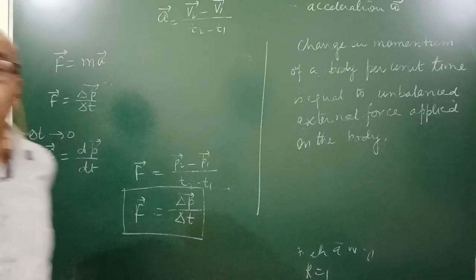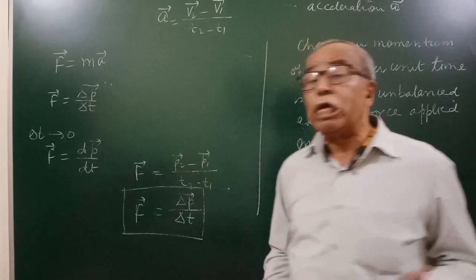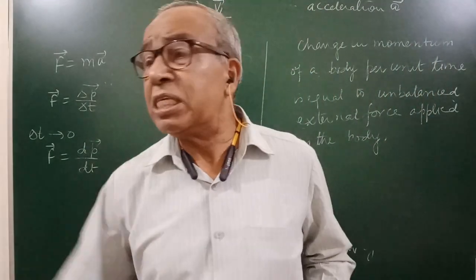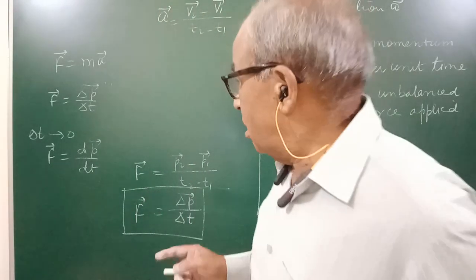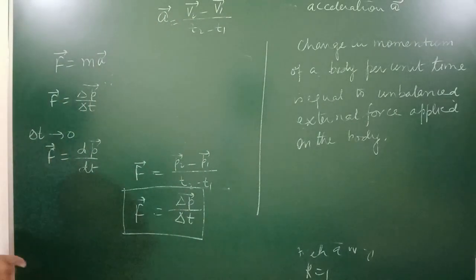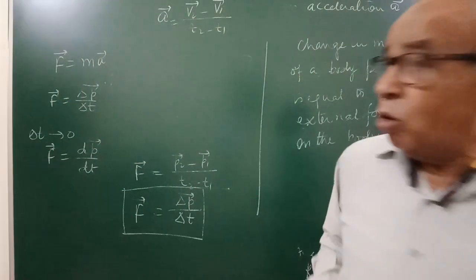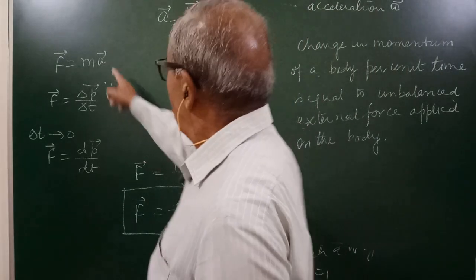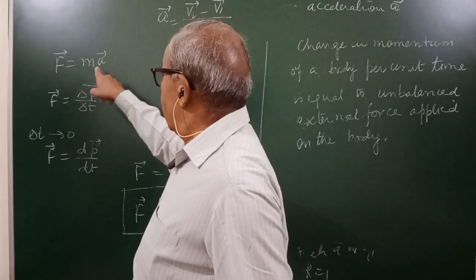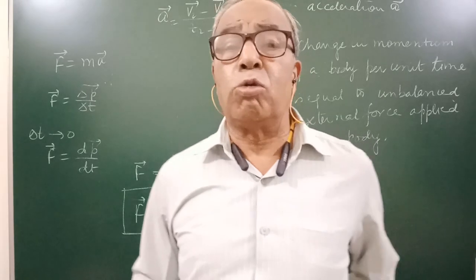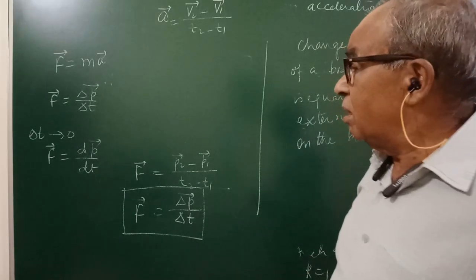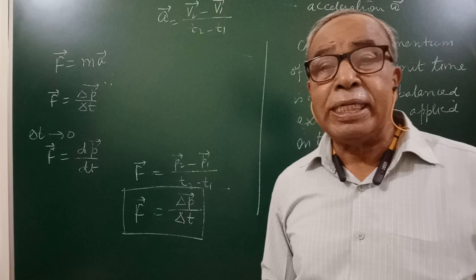Change in momentum per unit time is force. Some authors write like this, rate of change of momentum is force. I don't agree with them, because momentum may change with distance also. So it is not correct to say that. It is correct to say change in momentum per unit time is equal to the unbalanced external force applied on the body. So F is equal to ma or F equal to delta p over delta t. By noting the mass and acceleration produced in the body, we can measure the force. We can measure the quantity of force. So that way Newton's second law defines force quantitatively.